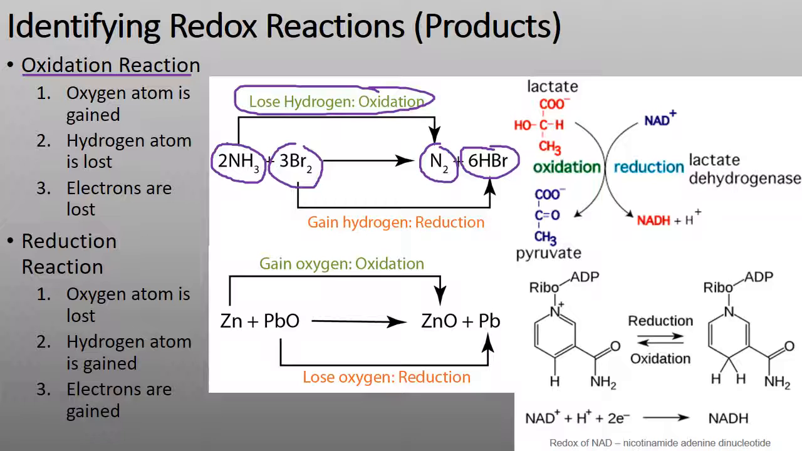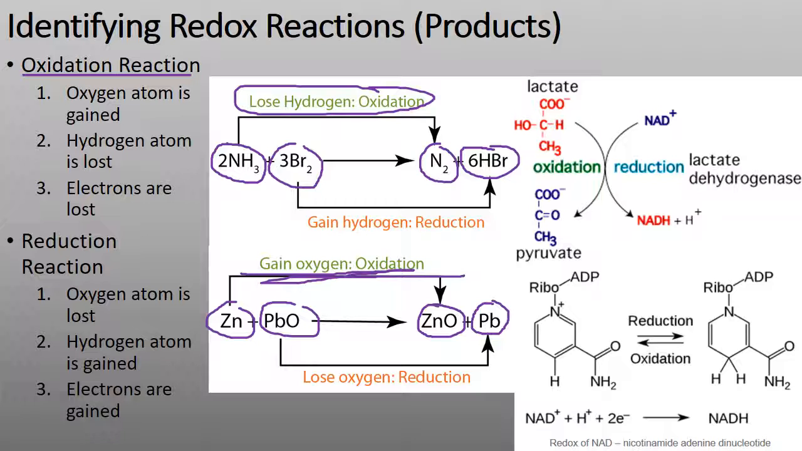And if you took a look at a half reaction of a reduction reaction, you would see that electrons would be on the reactant side of the reaction. So again, we take a look here. Zinc, as a reactant, is going to gain an oxygen in the products. That is an example of your oxidation reaction. Lead loses an oxygen as a result of this reaction. So losing an oxygen gives us the reduction reaction.